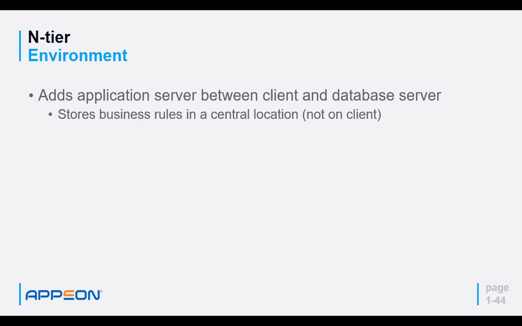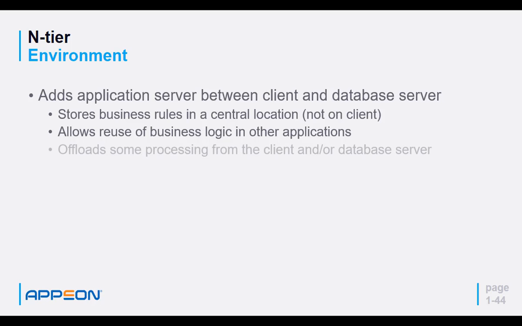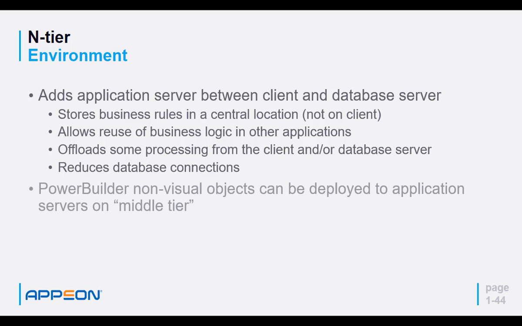For example, one client could be built on Java, one could be built on Delphi, another one could be built on C#, and of course another one on PowerBuilder, and they can all call these common business rules using standard APIs. This allows complete reuse of the business logic in all other applications, not only multiple PowerBuilder applications, but applications written by other developers using different languages. It offloads processing from both the client and or the database server, which is nice, another benefit. And it can reduce the number of data connections because data can be cached in the application server.